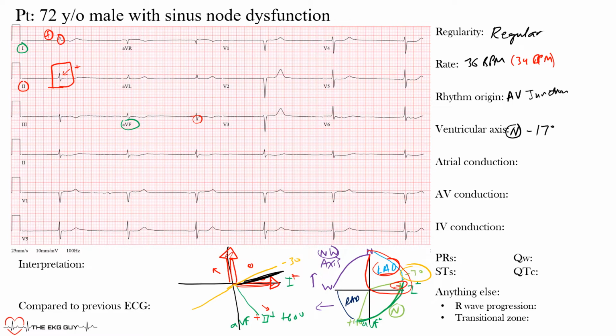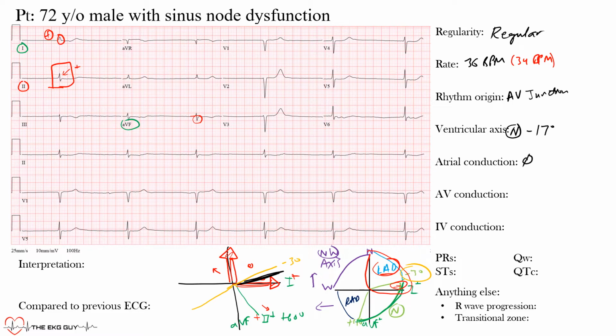Next, we have atrial conduction. This is where I'd like to focus on: are there any atrial enlargement abnormalities within the atria, either the right or left atria? And here, we don't have any P waves that we made out. Now P waves may be buried within the QRS complex, which may be the case here. So in this case, we can't comment on that.